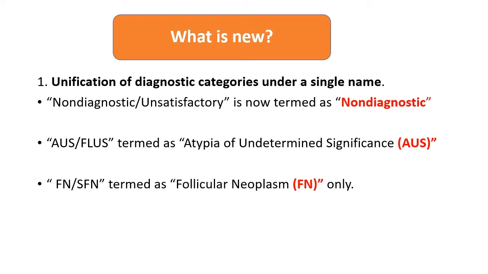So what is new in the new Bethesda system for reporting cytopathology 2023? The diagnostic categories have been given a single name. Each of the diagnostic categories has now been given a single name. Like category 1, that is non-diagnostic or unsatisfactory, is now termed as non-diagnostic. There is no alternative term for these categories. Similarly, category AUS/FLUS is now termed as AUS only, and category FN/SFN is now termed as follicular neoplasm only.